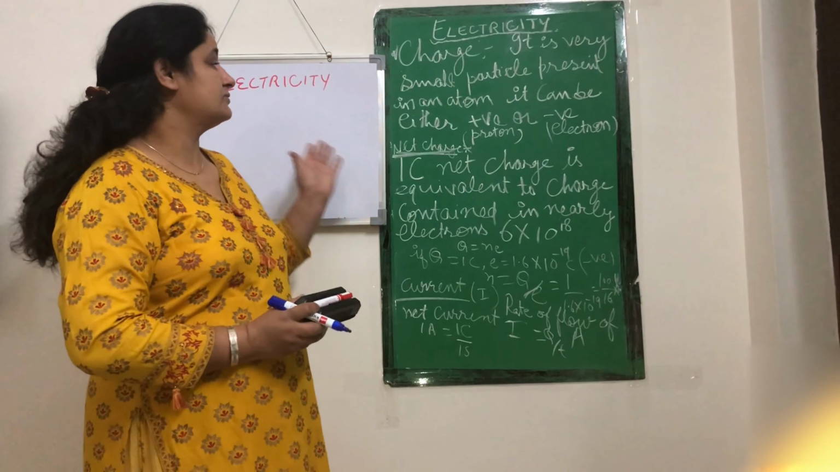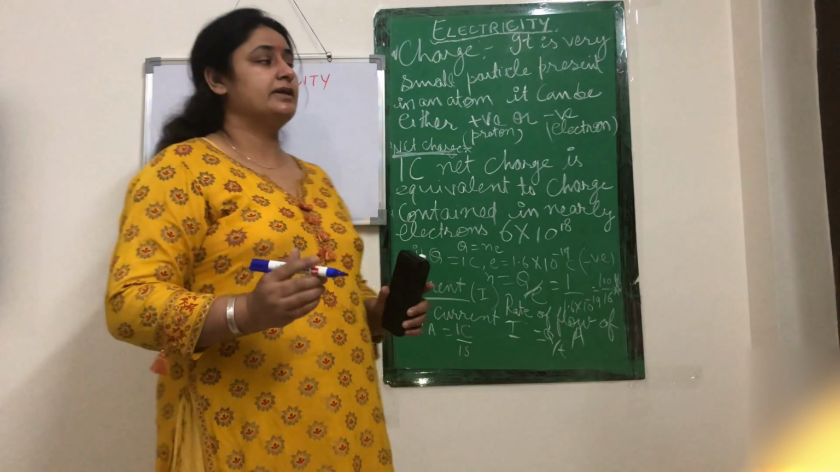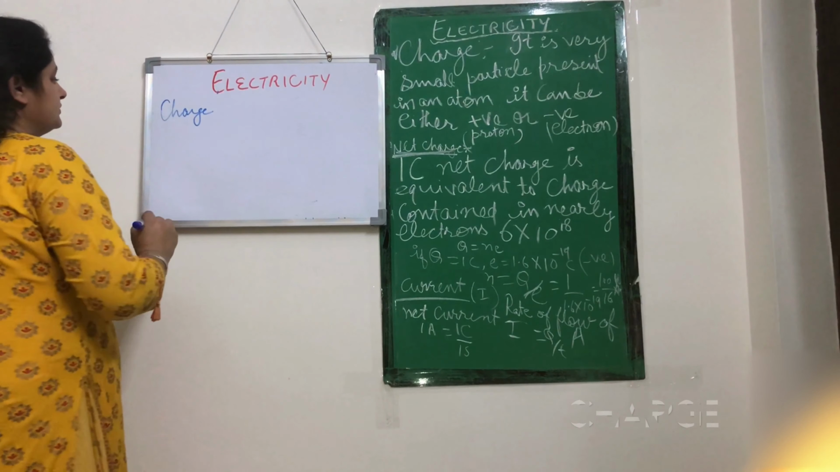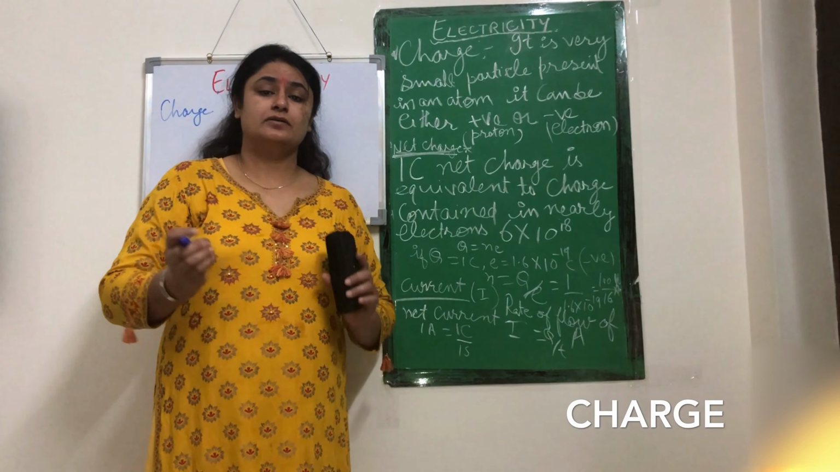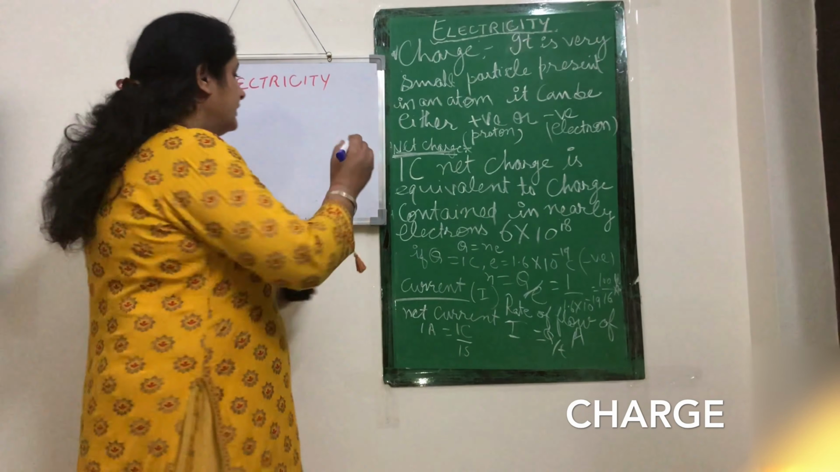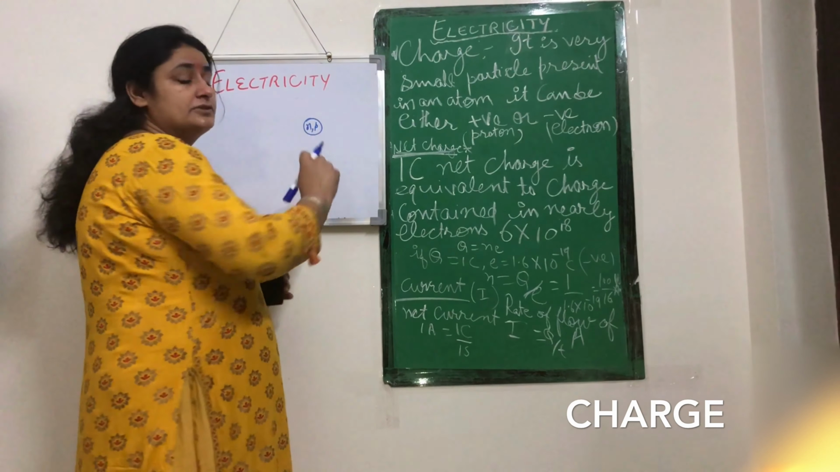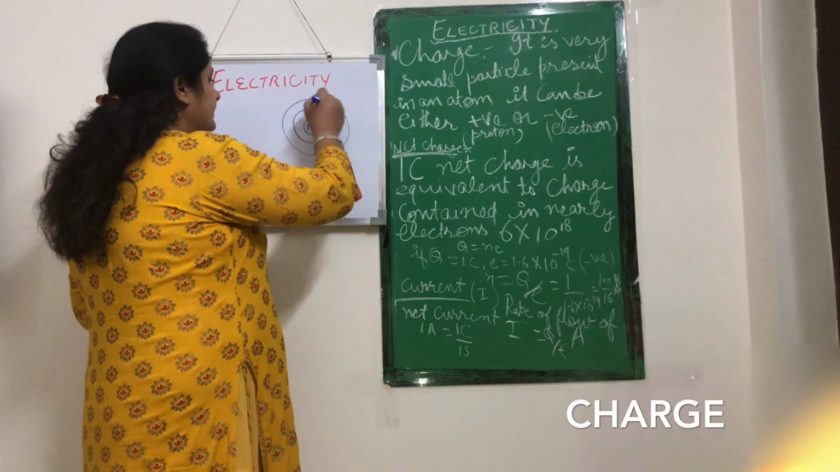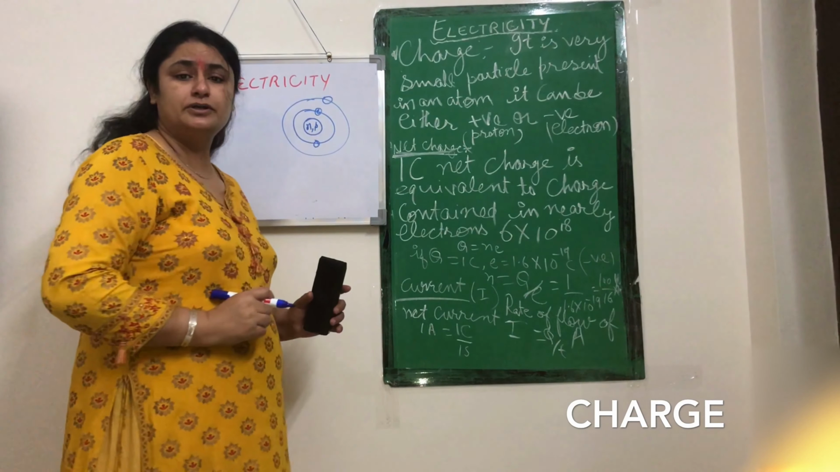So before taking up this topic, you must have knowledge of basic concepts of electricity. The first topic is charge. What is a charge? There are very small particles in every atom. Those are known as charged particles. Like we have structure of atom. Here we have solid nucleus in which we have neutrons and protons surrounded by revolving electrons. The electrons revolve in fixed path around the nucleus.